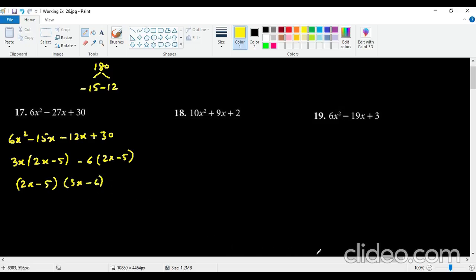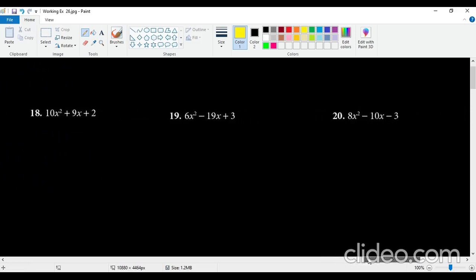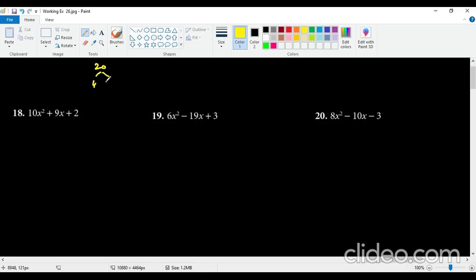When it comes to question number 18, 10 times 2 is a 20. We need to factor in such a way to get 9. So 4 plus 5 is a 9. So plus 4 and plus 5 is going to give us a plus 9. So I will write x square first and then plus 2 this way. And then I will split this into two parts, 4x and plus 5x this way.